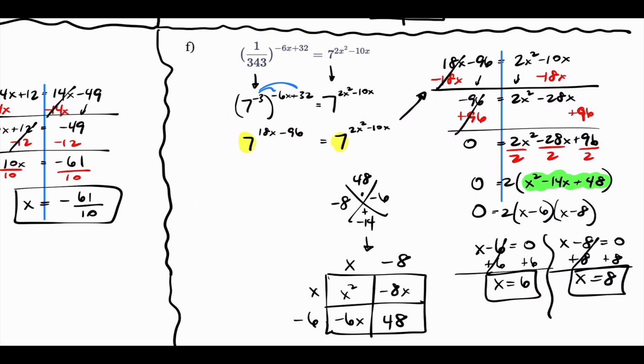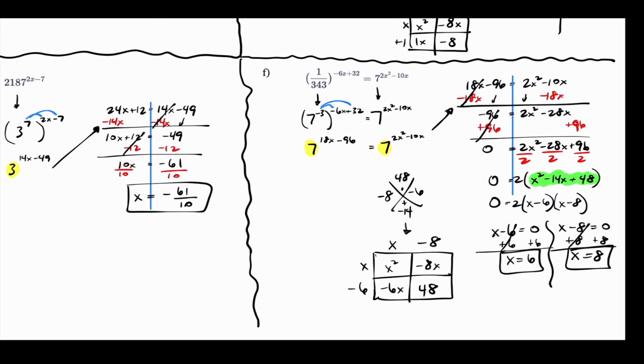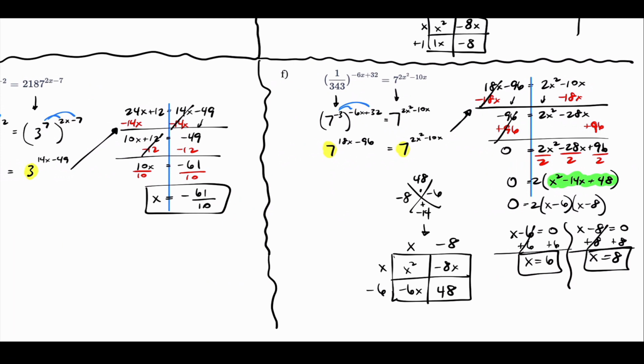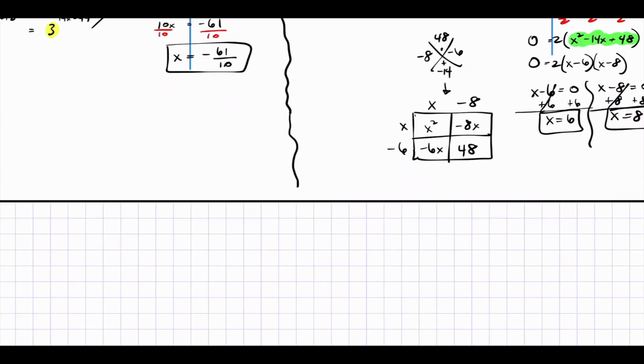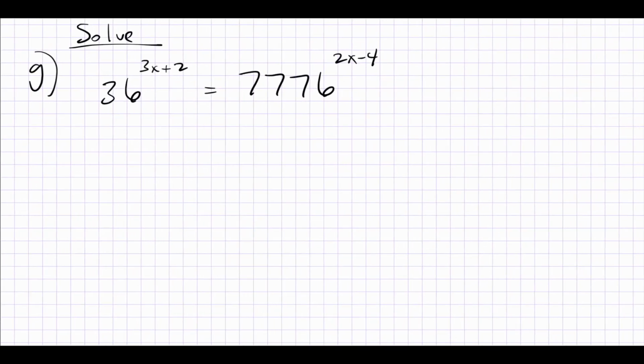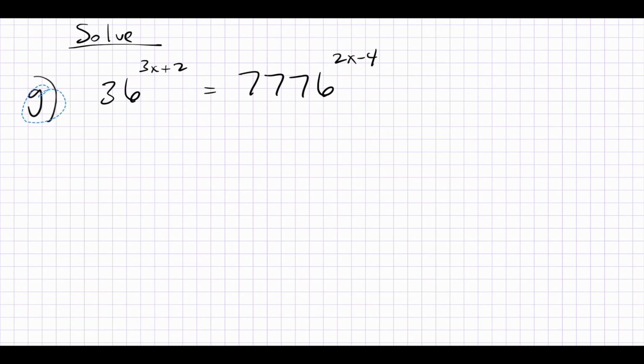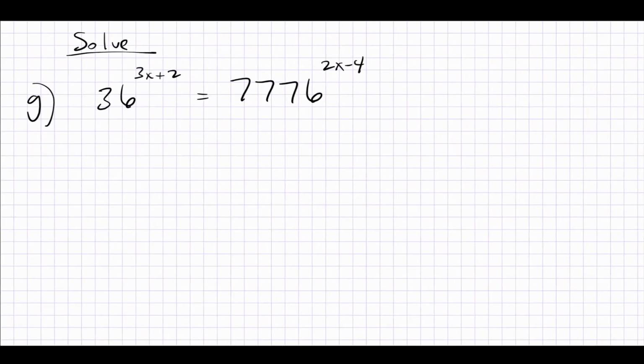Okay. All right, I'm going to give you one more to do on your own and we'll be done. One more and we'll be done. Call this letter G. Okay, solve that.